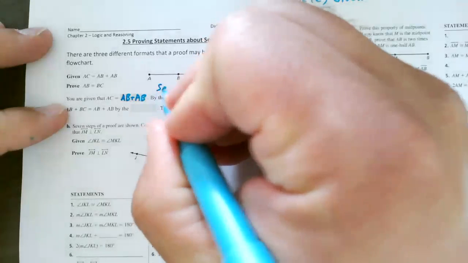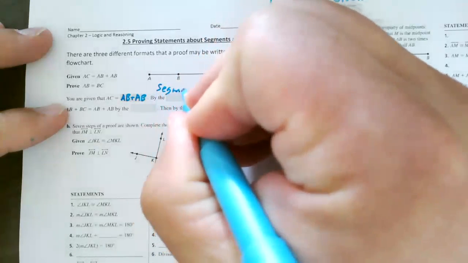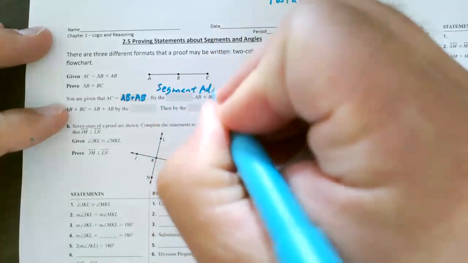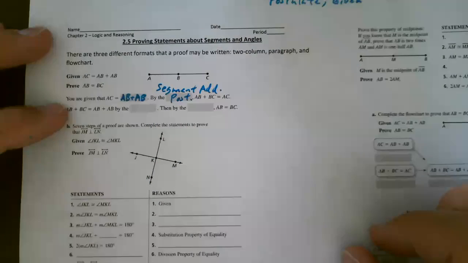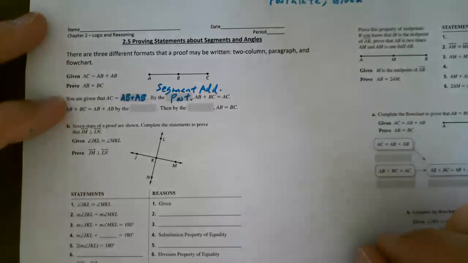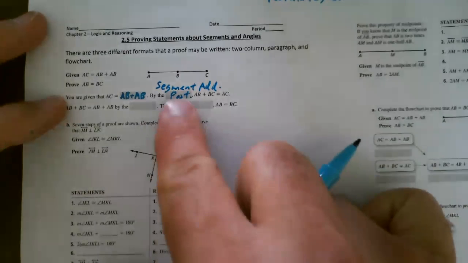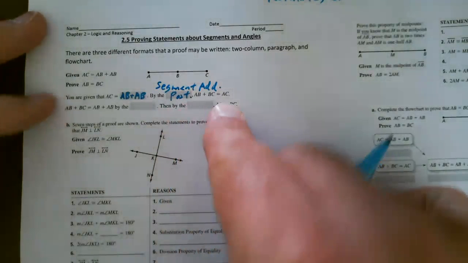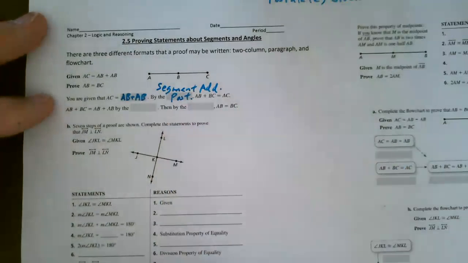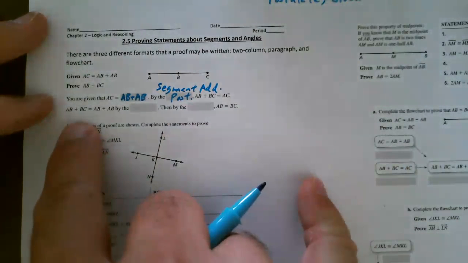So segment addition postulate. Now I know it's not all going to fit in that little blank there. So you're going to have to make it fit the best you can. But by the segment addition postulate, we're able to say AB plus BC equals AC. Great. Now go down to the next line.